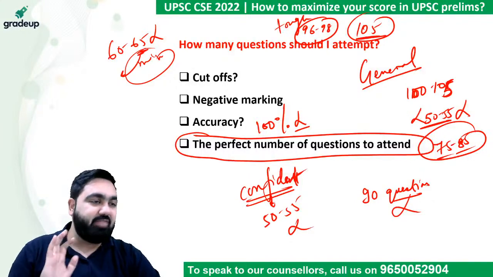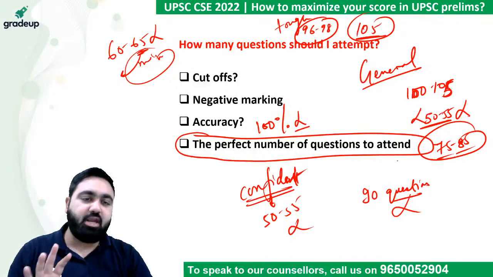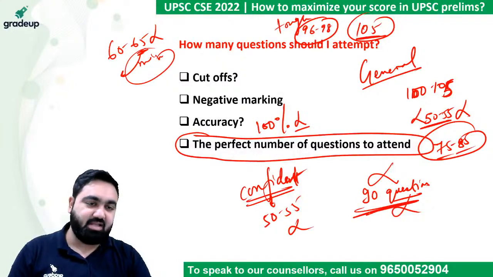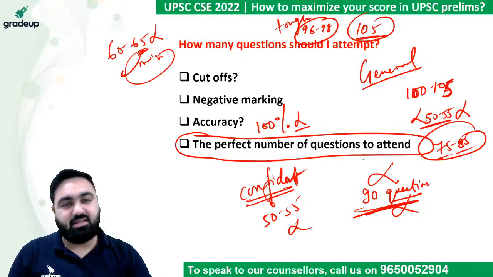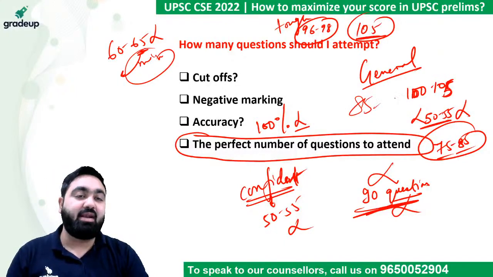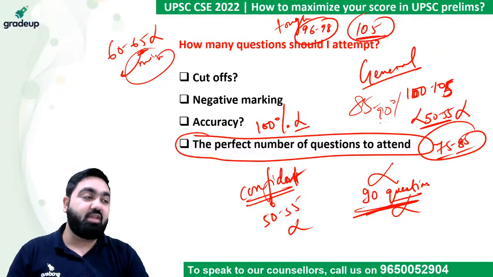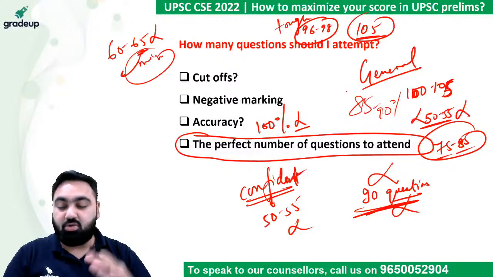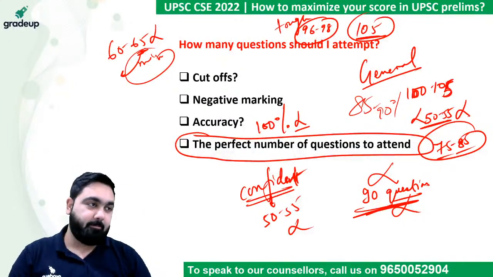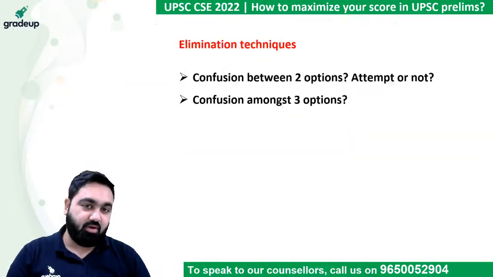If you think the paper is very tough, then you don't need to attend 90 questions. That is just foolishness. If you think the paper is easier, then please, yes, go ahead, attempt 85, attempt 90. But if you think, no, the paper is very tough, please don't push yourself to attend everything. That is not how it should work.